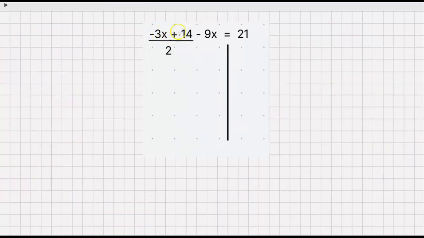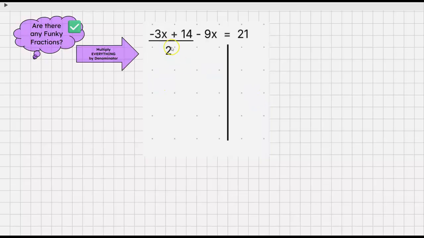Ooh, negative 3x plus 14 divided by 2 minus 9x equals 21. So not only do we have this funky fraction, but we also have another variable term out here. Well, we're going to just follow the same steps. We see a funky fraction, so we need to get rid of that denominator. We're going to multiply everything by the denominator. The last time we didn't have another term out here that's not over the denominator. But when we multiply everything by the denominator, you have to remember to include this. So let's multiply everything by 2.